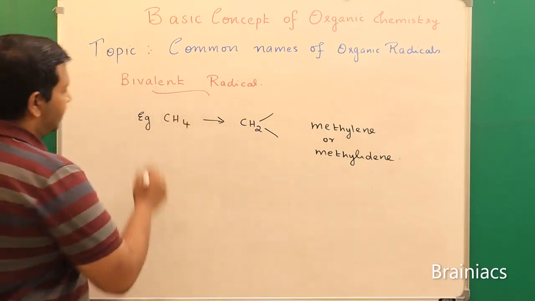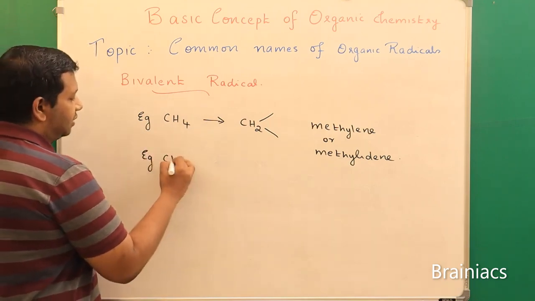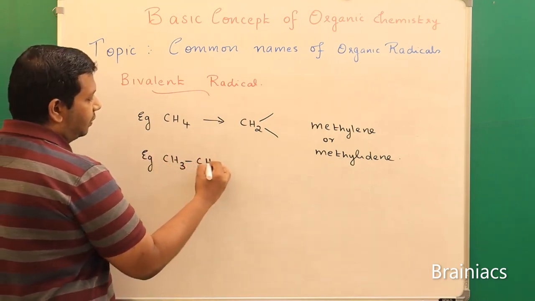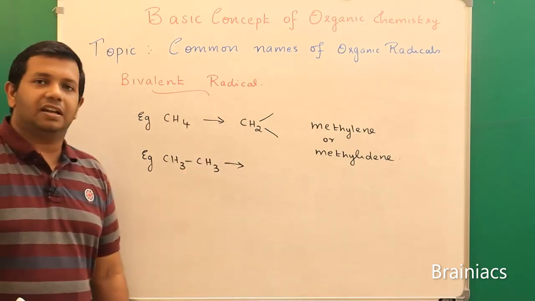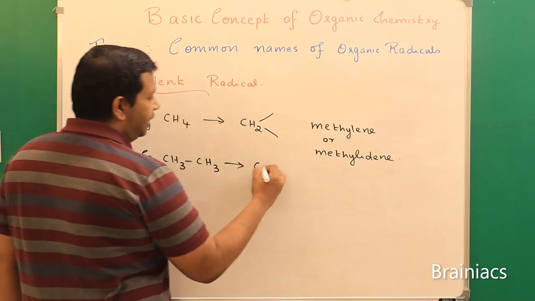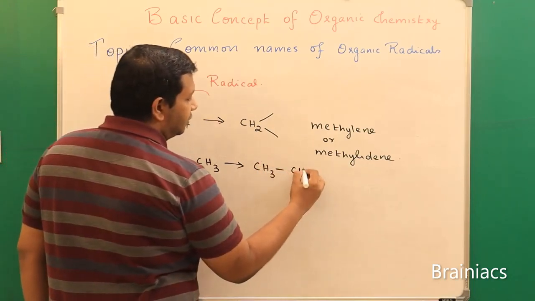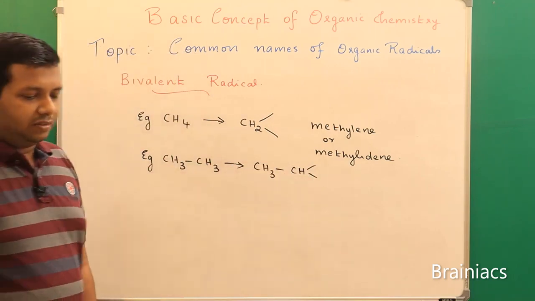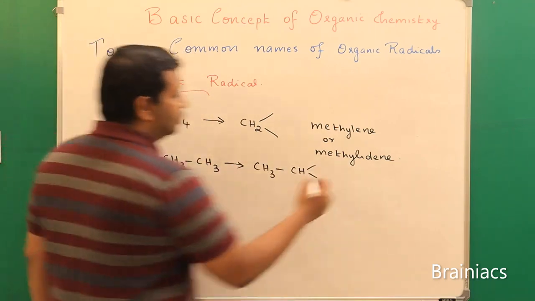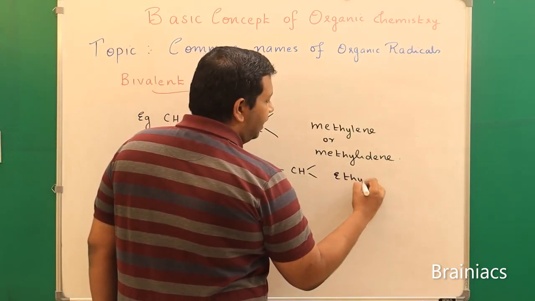So we will see the example of ethane. We have seen that in our initial case. Okay. So tell me what are the 2 possible bivalent radicals out of this. I can say CH3CH. So from the terminal carbon, 2 hydrogen atoms are removed. Now what is the name of this one? You know, this will be ethylidene.